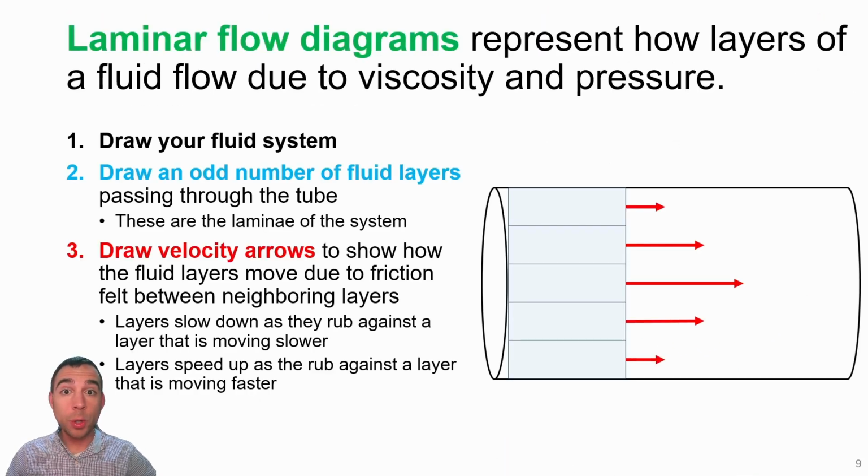You can use a laminar flow diagram to represent how different layers of fluid are moving throughout a system. We see that there's this velocity profile that depicts the middle layer as being the fastest moving, and then the other ones moving slower due to friction between either the walls of the container or neighboring layers.